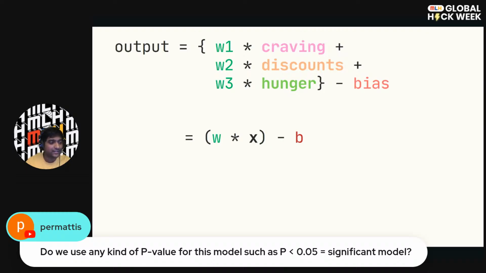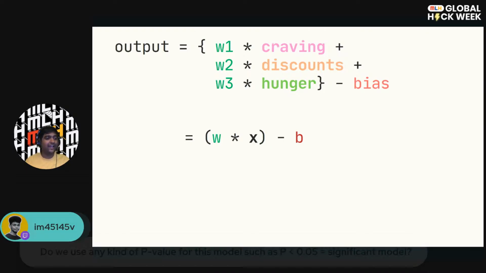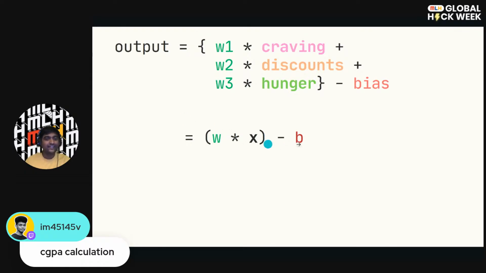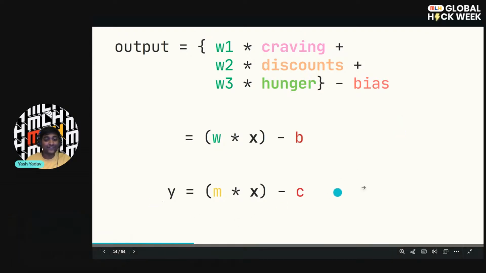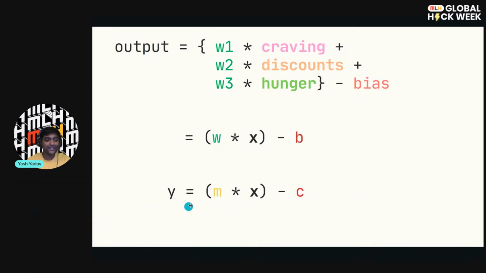CGPA calculation. Yes, yes. So Ashish says this is a CGPA calculation. So in other words, this is an equation of a line, a singular linear line. You might have recognized it better in this format, where y is equal to mx minus c. Dave says this is a slope intercept equation. Yes, you're absolutely right, Dave.